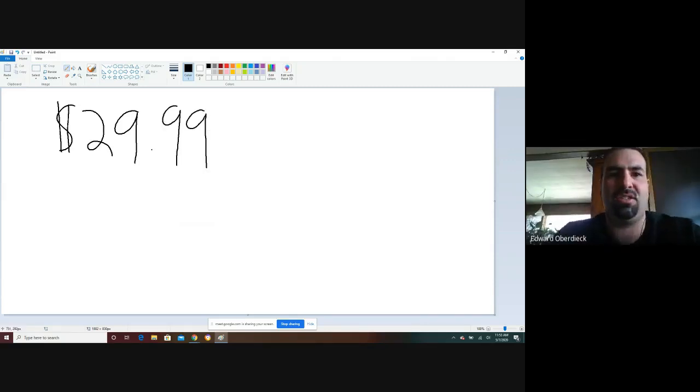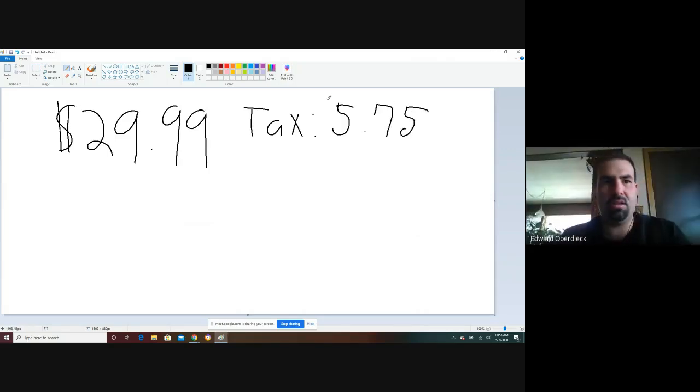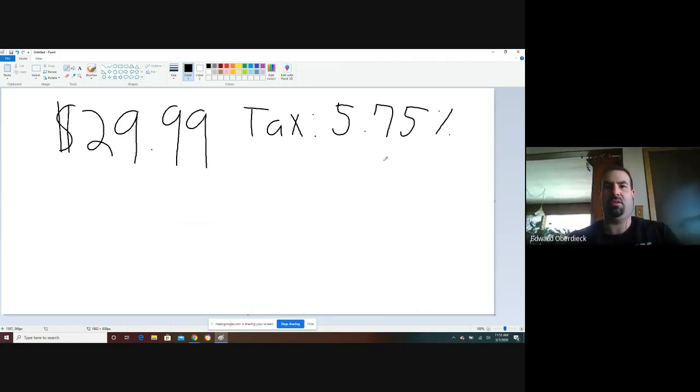And the tax rate is 5.75, correct? Yes. So I'm going to put that as tax, and I will write it as a percent: 5.75. Now, what you have to do is convert this percent to a decimal. And the way to do that, as shown earlier in the year, was to move the decimal over to the left.